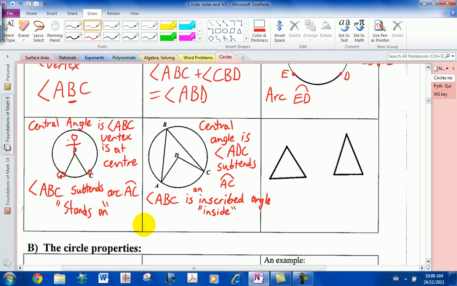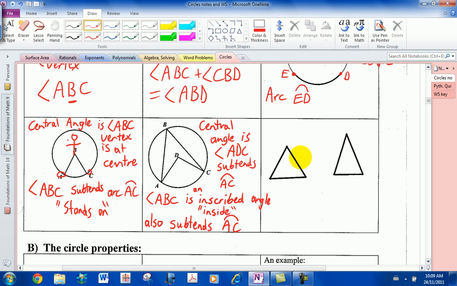It also subtends what? Arc AC. Okay. So it also subtends arc AC. They're on the same arc. And we're going to talk about that relationship in a second. Okay. Any questions about central angles? Inscribed angles? Inscribed, they just fit inside the circle. They're scrunched in there. Okay.